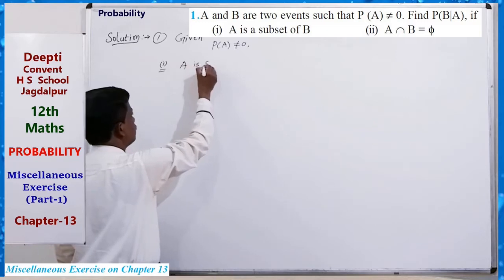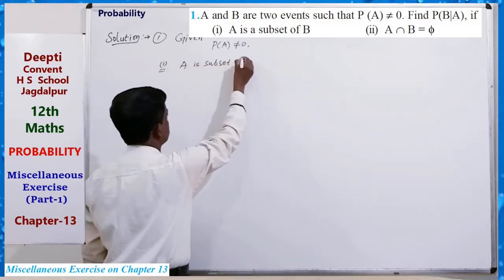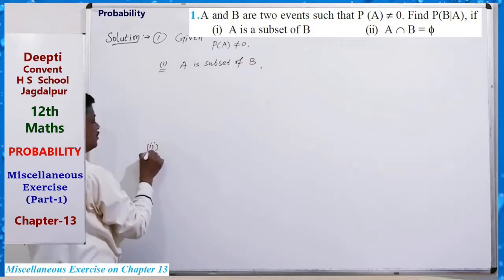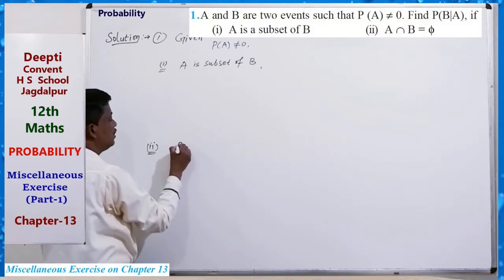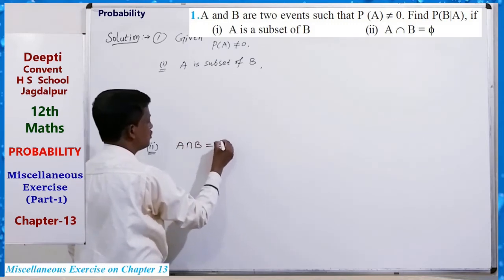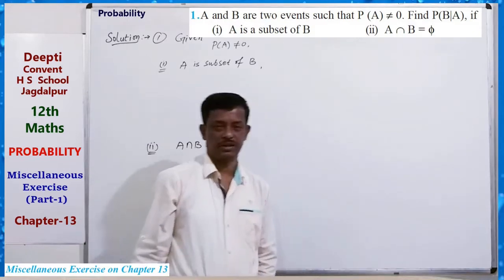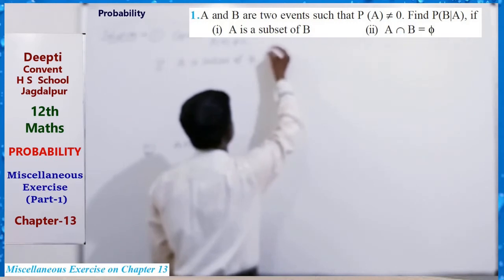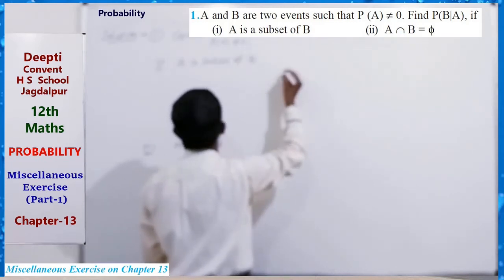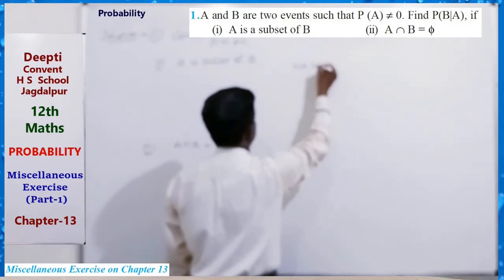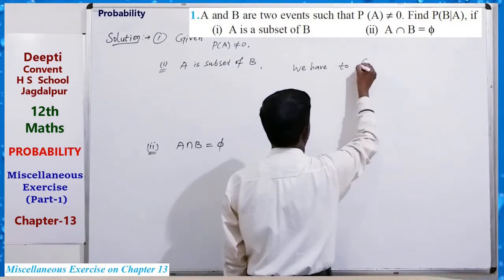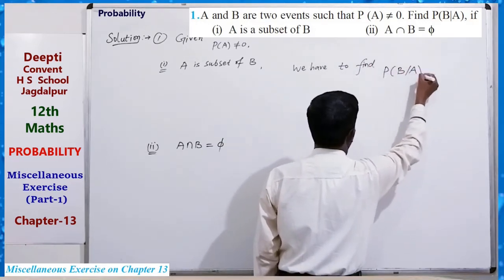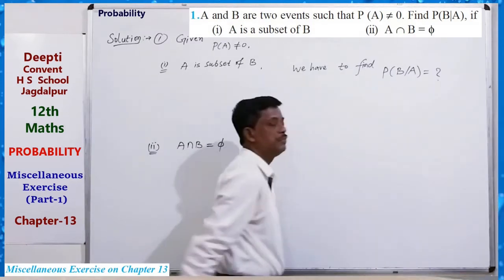First, A is a subset of B. Second, A intersection B equals phi. And given P(A) is not 0, we have to find P(B|A).